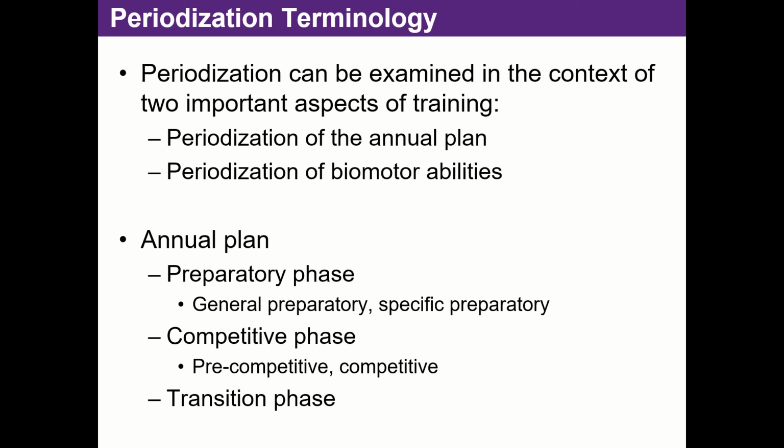Now, we can't maximize the intensity and the volume of all of those things at one time, right? So we can't do maximal aerobic endurance at the same time that we're doing a maximal load in strength training, at the same time we're doing a maximal load in agility. So what we do with periodization of biomotor abilities is that throughout the annual plan, there's some variation. There are certain times during which we focus on specific biomotor abilities.